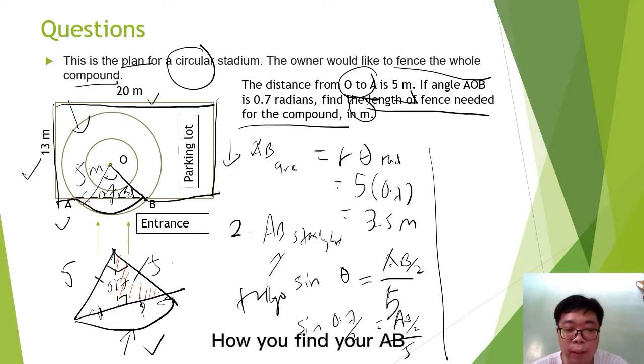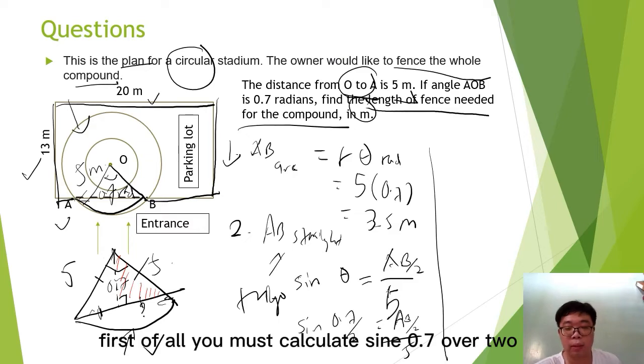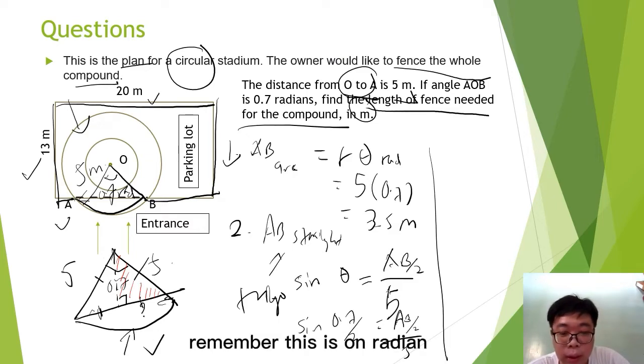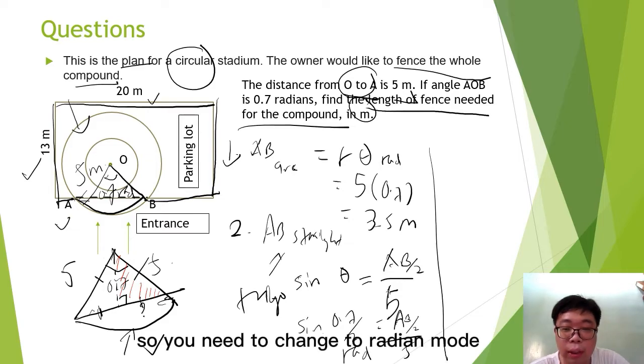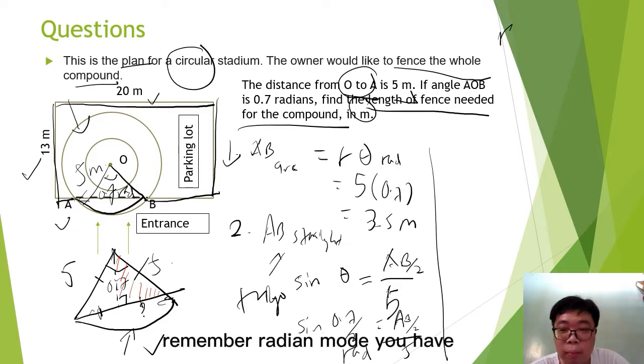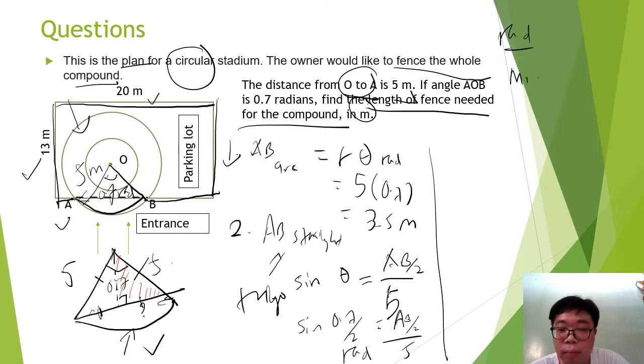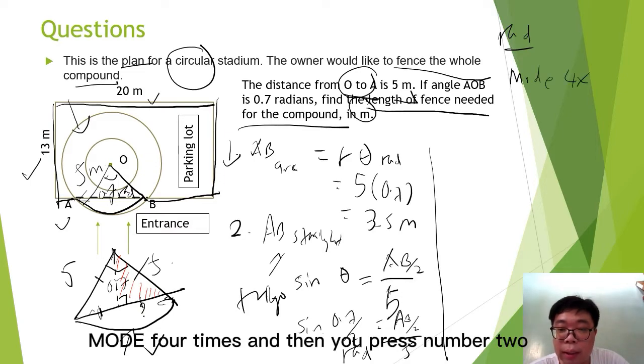How will you find your AB? First of all, you must calculate sine of 0.7 over 2. Remember this is radian, so you need to change to radian mode. For radian mode, you press mode 4 times and then you press number 2.